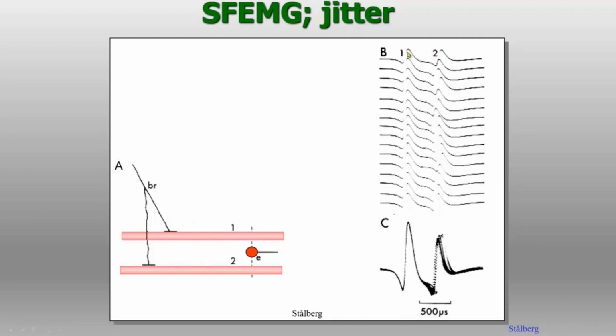And here is the recording, and there is a delay between the two signals depending on the position of the motor end plates and the individual conduction velocity of the muscle fibers. So at consecutive discharges, this looks quite nice and constant, but when superimposing the sweep after triggering on the first one, we could see that the time between the two varies a little. And that time variability is due to a time delay or a variable time at the neuromuscular junction of the order of 10 to 30 microseconds. And this is the normal variability, the normal jitter.